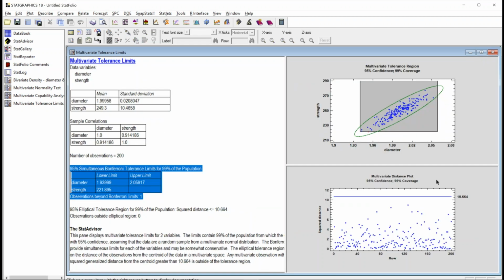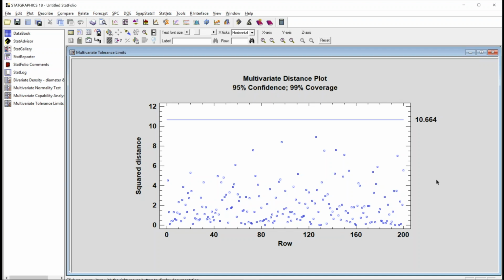Okay, the nice thing about the distance plot is I can identify whether or not all of the points are within the elliptical distance, and for any combination of the variables, I can calculate that distance, and if it's bigger than 10.664, it is outside of the multivariate tolerance limits.